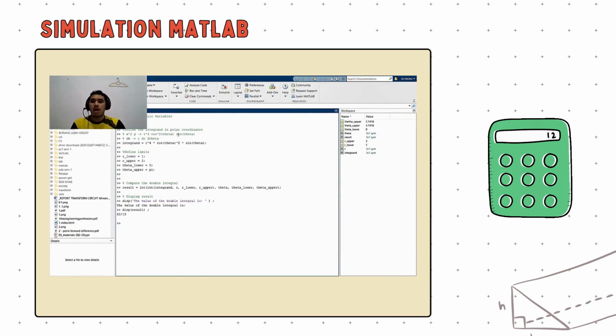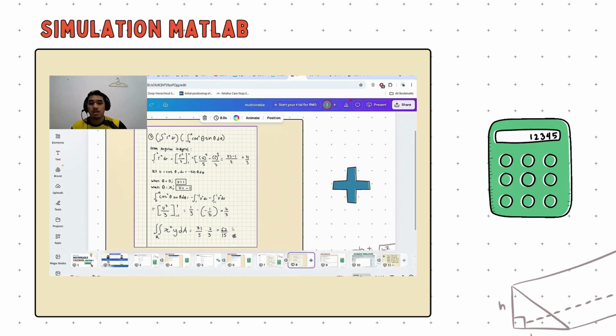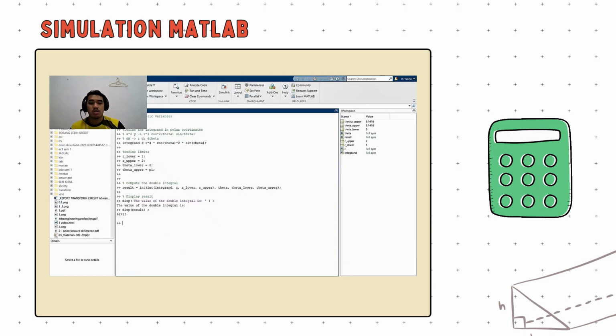Okay, so after we have done and we get the value of the double integral, which is 62 over 50, the answer of the simulation is also the same as the manual calculation. So from the calculation, we can conclude that the result of the manual calculation and the simulation is the same.